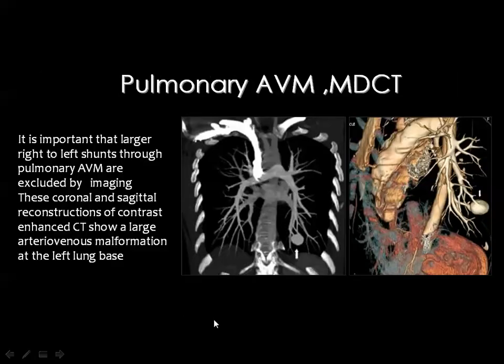Then you can see the feeding artery, the AVM, and the draining vein. But after the introduction of multi-detector CT, you can now easily image the pulmonary arteriovenous malformation by simple injection of intravenous contrast material. Then you scan the lung at the phase when the contrast material is in the pulmonary artery, and you have reformatted images in the 2D and 3D planes. Then you can easily appreciate the arteriovenous malformation, the feeding artery, and the draining vein.